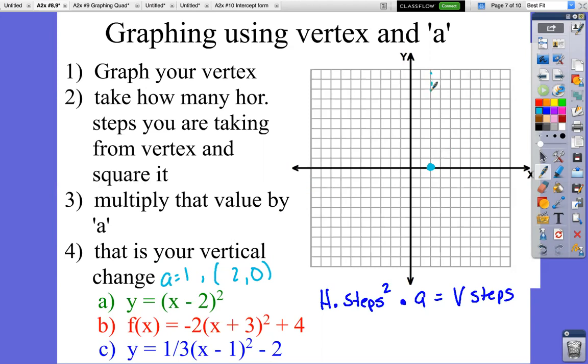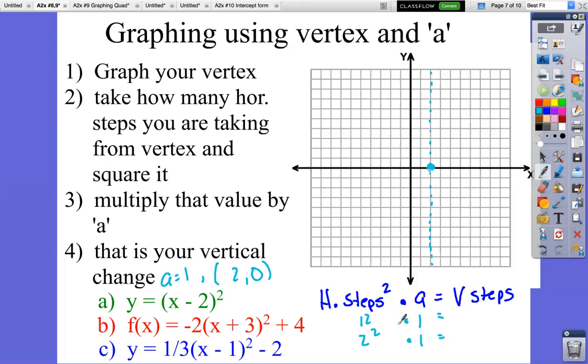When you guys do this, make sure you draw in your axis of symmetry. Promise it will help. And because your A is positive 1, it opens up. So my A value here is 1, so times 1. And you only have to do this twice. How many horizontal steps do you take? Well, let's just do 1 and 2. That equals my number of vertical steps.